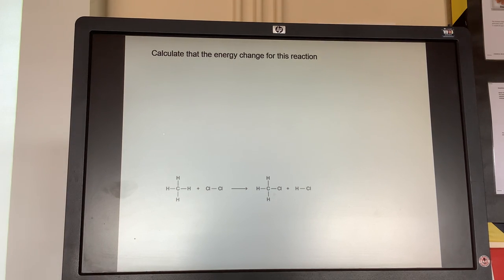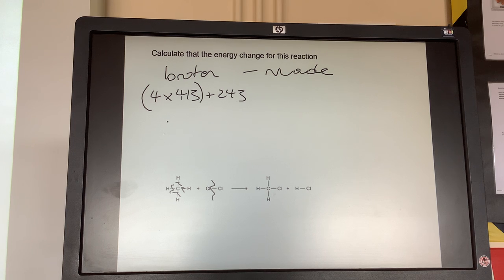Hopefully you've come back. We've got a break. I've got it down here. It's methane, CH4. So how I would have set this out in the big space, I would have done my broken minus made. I've got a break. Four CH bonds. So it's 4 × 413, plus Cl bond, plus 243. And hopefully you've got the number 1895 written down on your page. Because if you do, you're getting a mark for that.